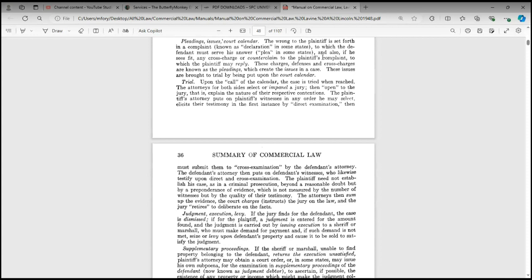Where I leave off. And also, if he sees fit, any cross-charge or counterclaim to the plaintiff's complaint, to which the plaintiff may reply. These charges, defenses, and cross-charges are known as the pleadings, which create the issue in the case. These issues are brought to trial by being put upon the court calendar.